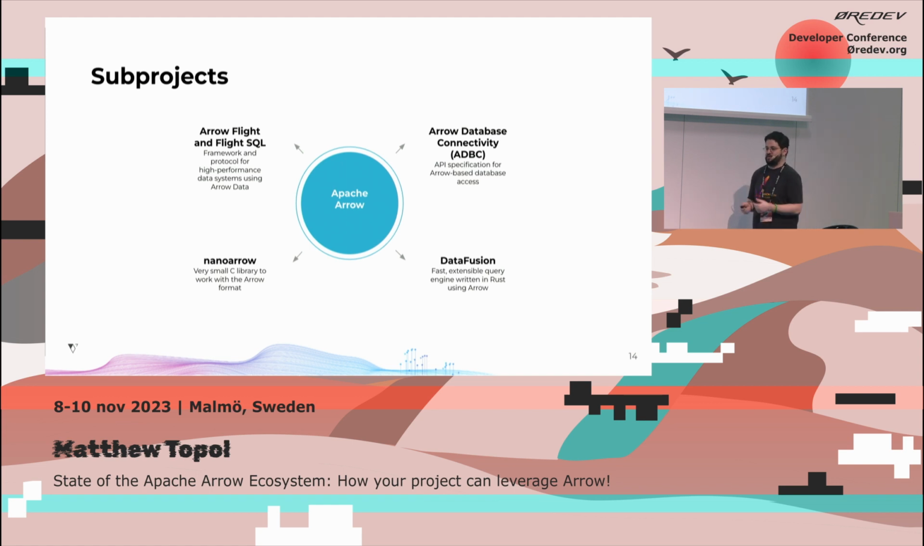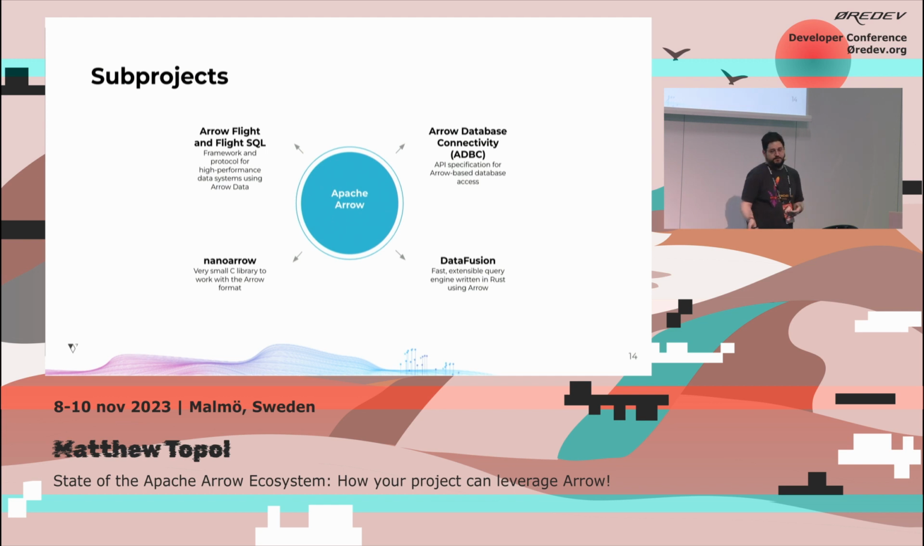There is Nano Arrow for certain scenarios where you need something really, really small, and you're not looking to do a lot of work or data manipulation on the data. You just need to be able to receive some Arrow data and use it, or send it further down the pipeline, or just read it. Nano Arrow is a very, very small C library that is an implementation of the Arrow format.